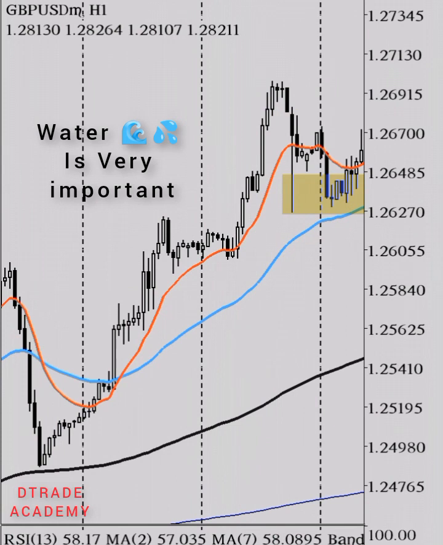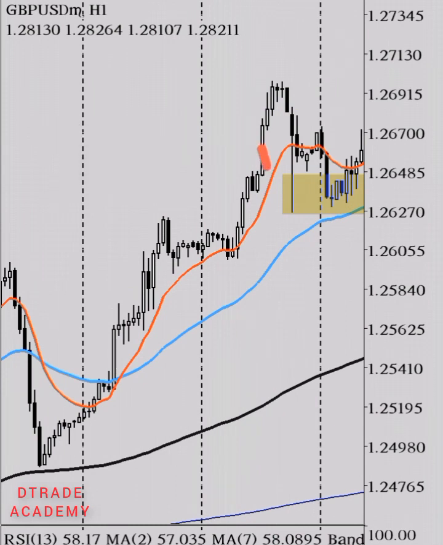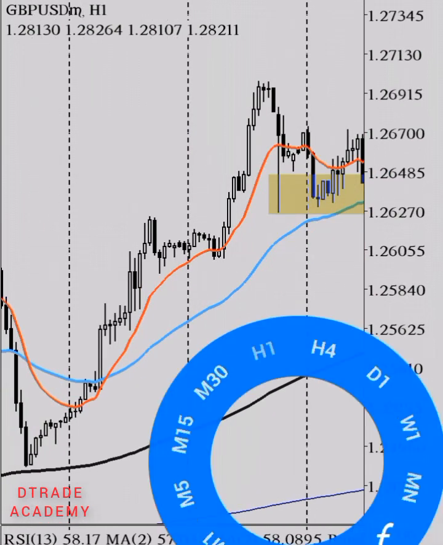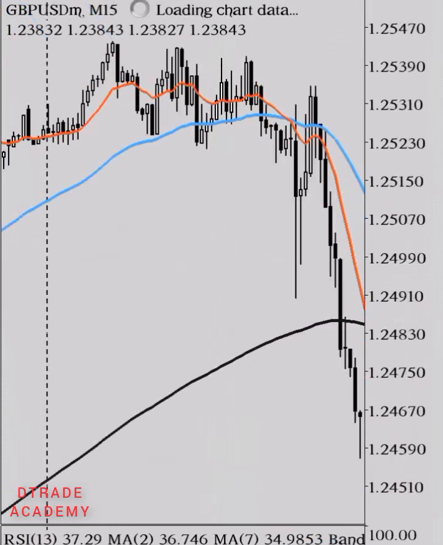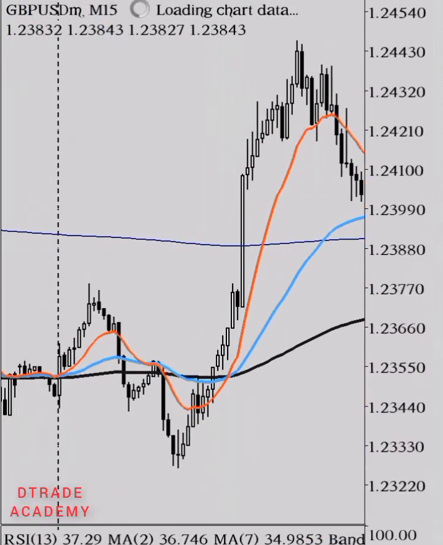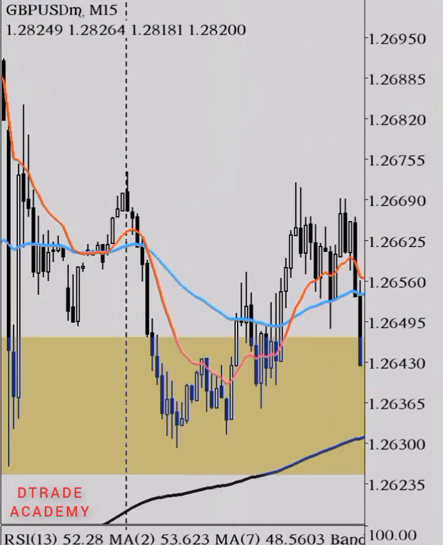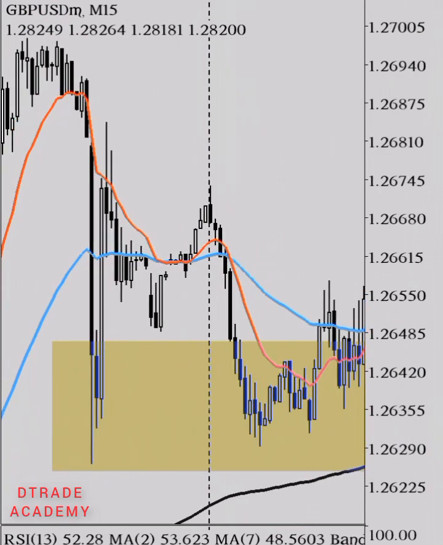So in as much as it has fulfilled the first and the second rules, we can mark that area maybe with your rectangle tool. So when you come to your 15-minute time frame, that is a lower time frame, this is it. This was where we marked.